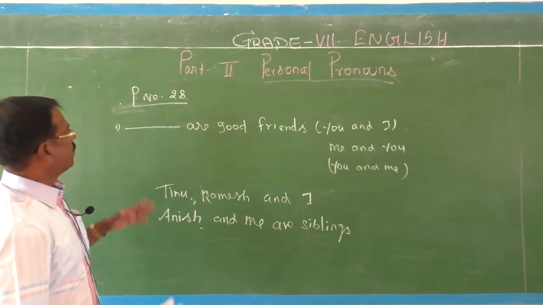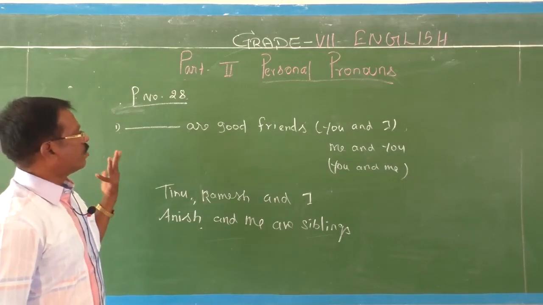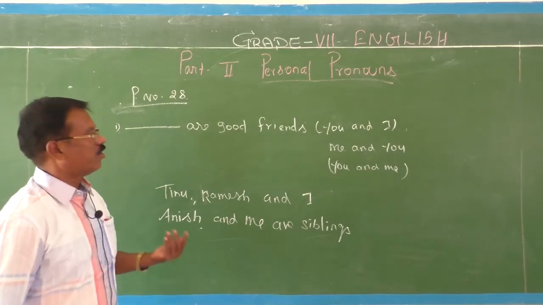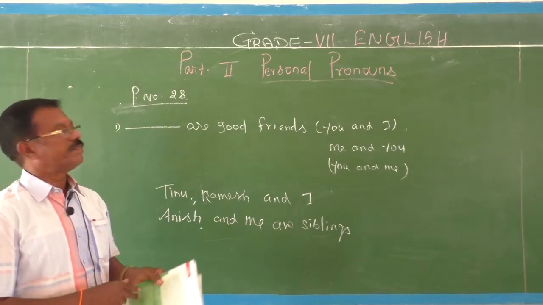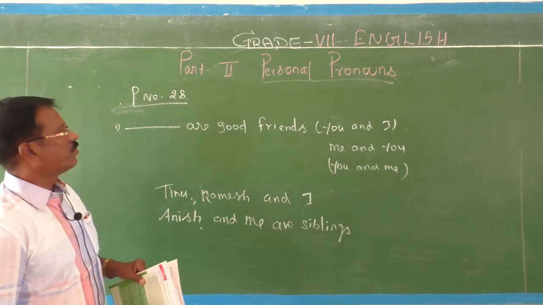Okay, and then: you and I are good friends, you and me are good friends, me and you are good friends. Here you have to select the proper one: you and I are good friends.